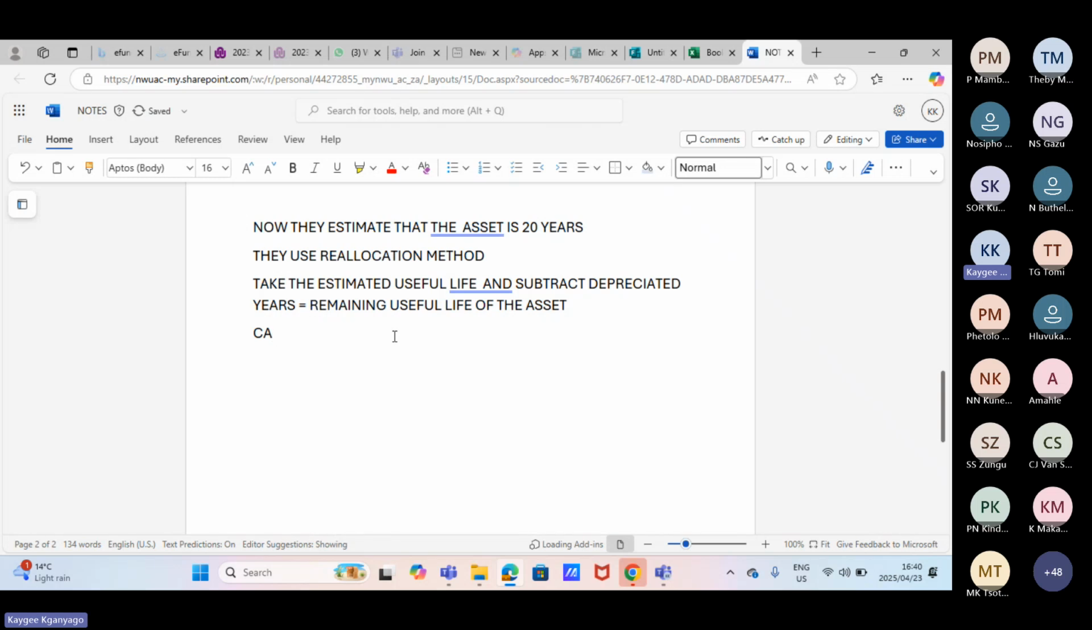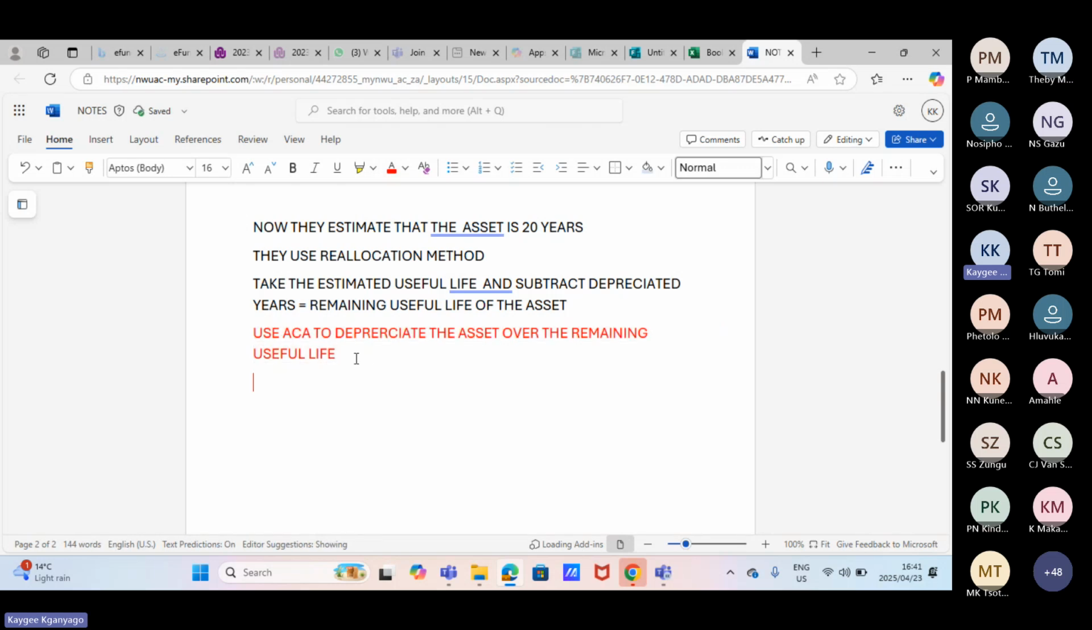Like I said, you use the actual carrying amount to depreciate the asset over the remaining useful life. It's clear again. Let me just highlight this so that people can see it's important.